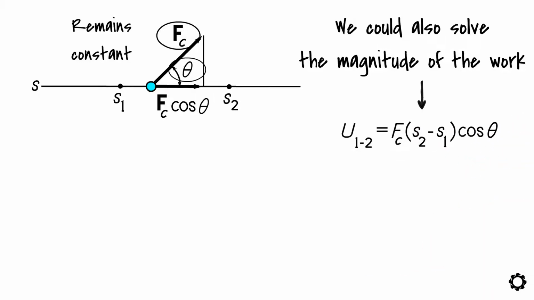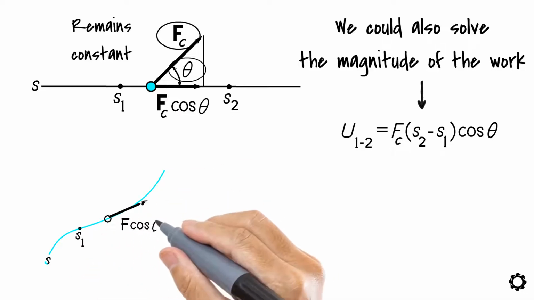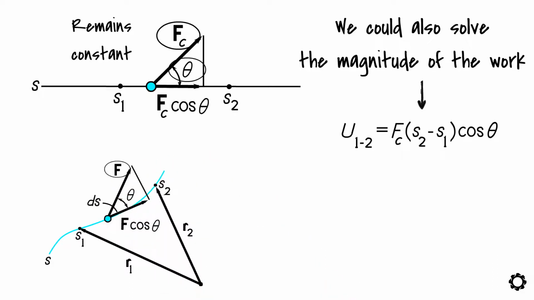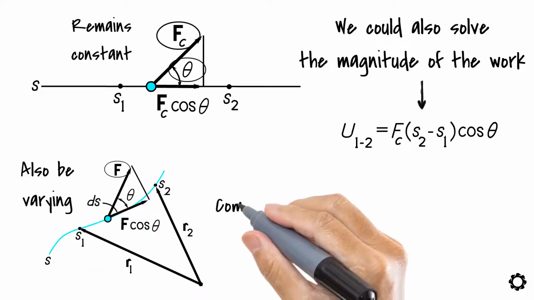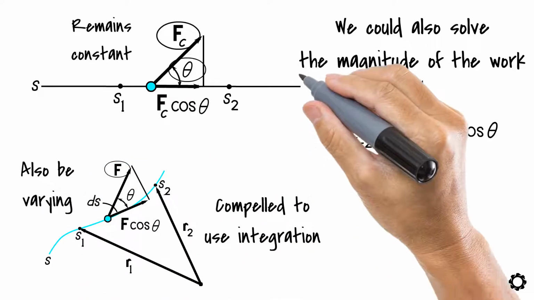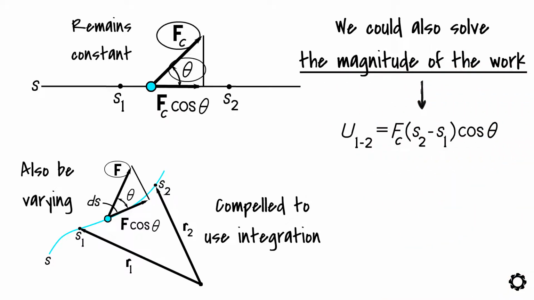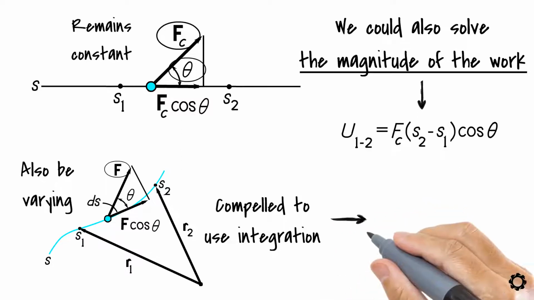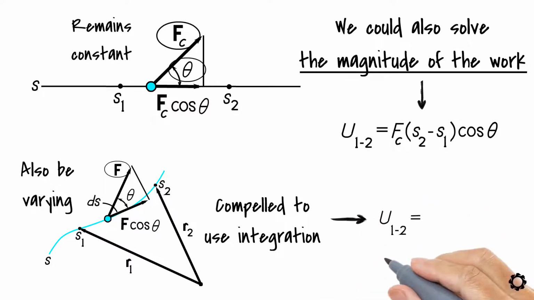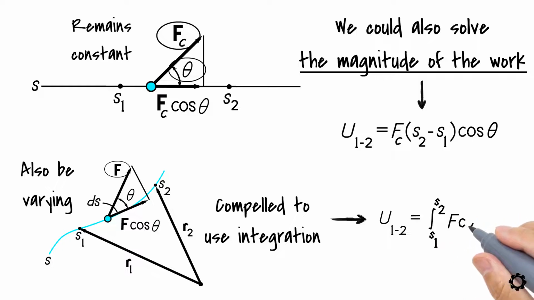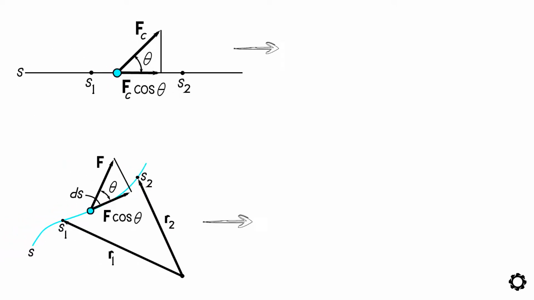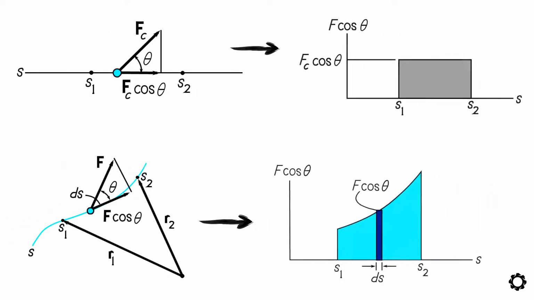Keep in mind, however, that in the situation where the particle would be moving along another type of path other than the straight path, while the magnitude of the force would also be varying, we would be compelled to use integration to solve the magnitude of the work. Therefore, in this situation, we would express the work mathematically as follows. U1-2 equals the integral from s1 to s2 of F times cos theta times ds. Notice how in both situations we could also solve the magnitude of the work from the shown areas.